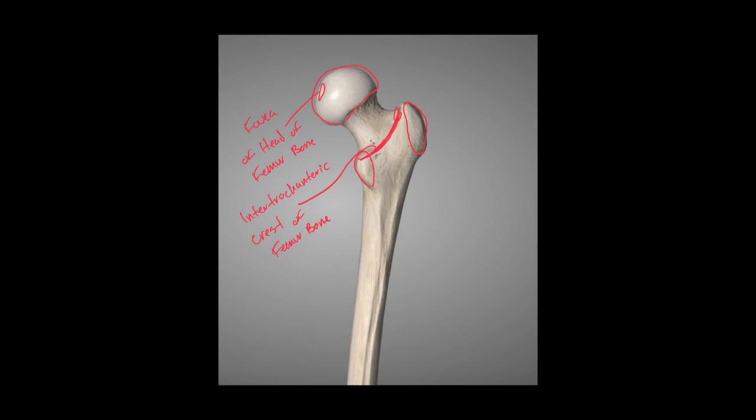Also, there's a small depression right here, right up against the greater trochanter. Let me change colors to better illustrate it. Again, right here, there's a small depression only found in the greater trochanteric area. This little depression is called the trochanteric fossa of the femur bone.